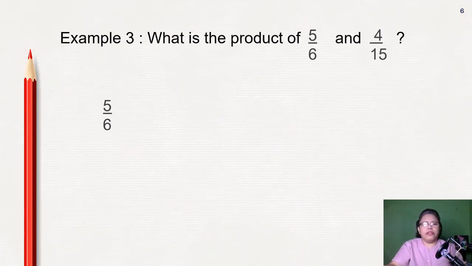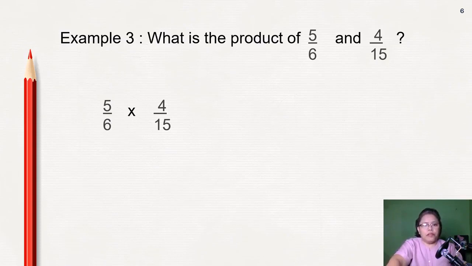Okay, example 3. What is the product of 5/6 and 4/15? So, 5/6 times 4/15. Okay? So, ano ang pwede nating i-cancel? Pwede mong i-partner ang 5 at saka 15, tapos yung 4 at saka 6. Kasi yung 4 at saka 6 ay pwedeng hatiin.